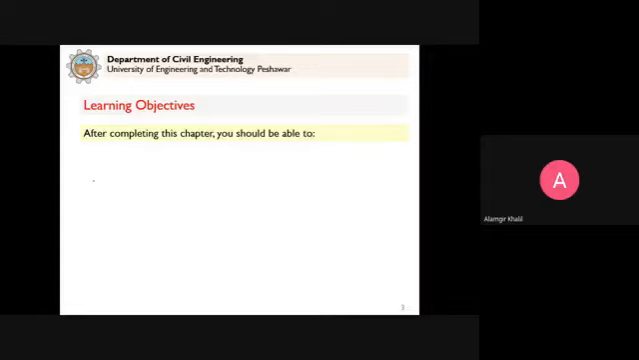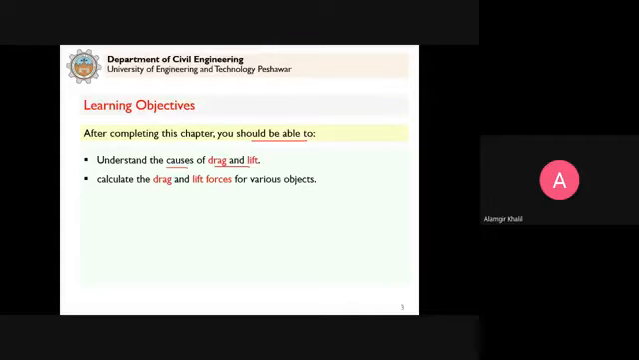So learning objectives for this chapter: after completing this chapter, you should be able to understand the causes of drag and lift. These are the forces which are acting on a body when a body is moving through a fluid. We will study in detail what are the different forces acting, how to calculate them, and the causes of these forces. Clear? We will calculate these two types of forces which are acting on bodies for different types of objects. Clear?